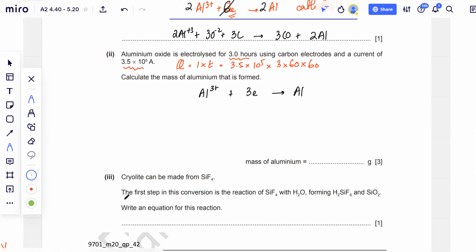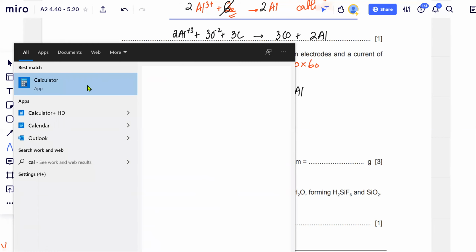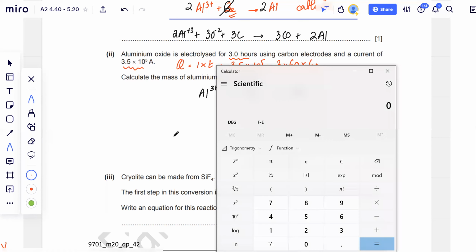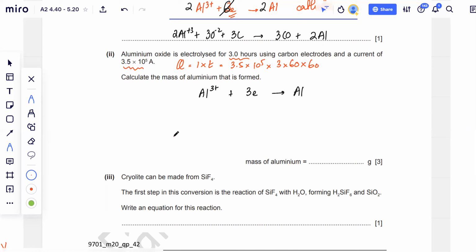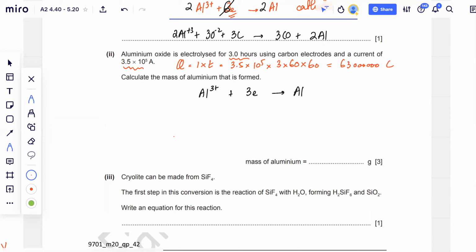And if we do all of that, does anyone have a calculator? What value do you get? 53 million. 63 million. So that's 6 zeros, right? So you found the charge, right? I'm hoping that's the right charge.